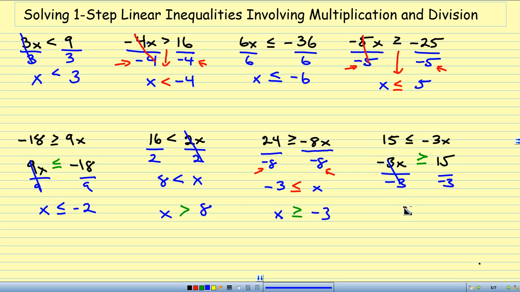So that cancels out. And again, notice I divided both sides by a negative. So my inequality changes direction yet again. So I've got 15 divided by negative 3 is negative 5. X is less than or equal to negative 5.